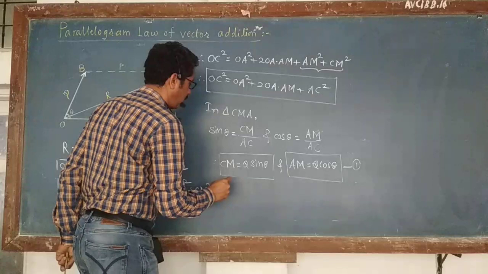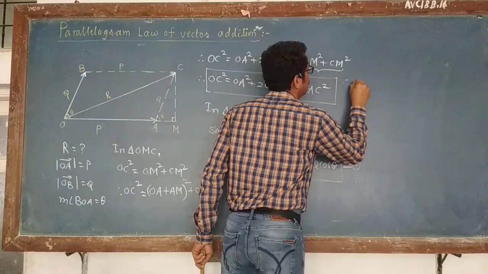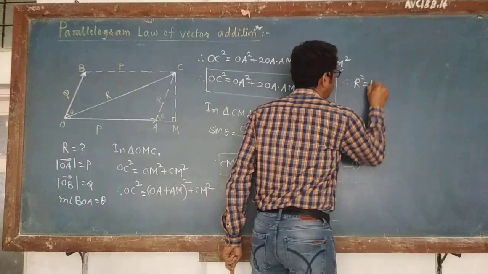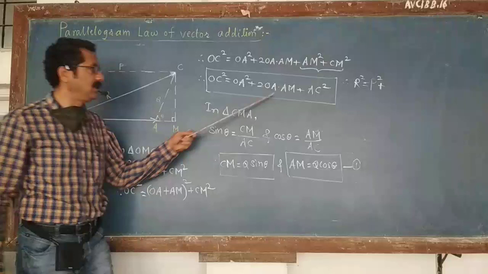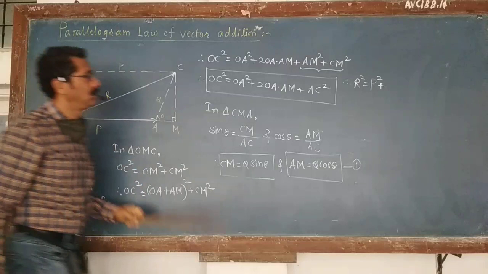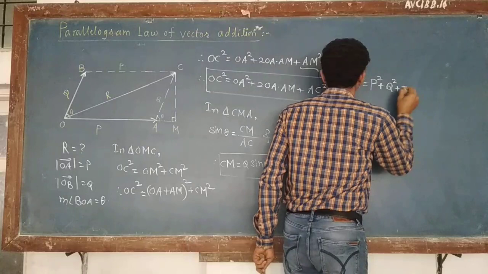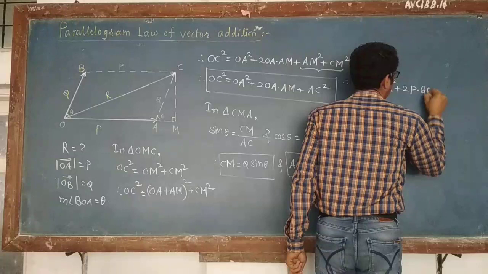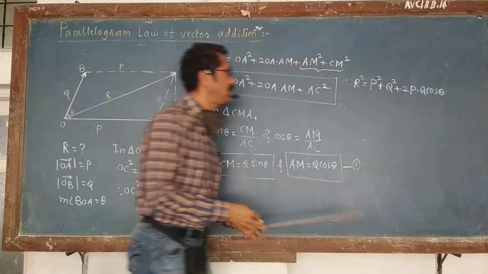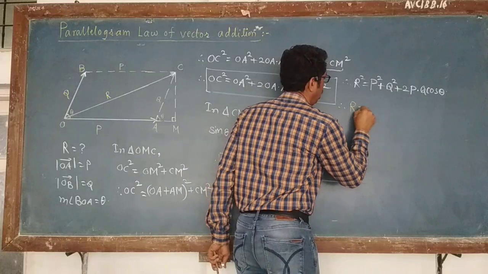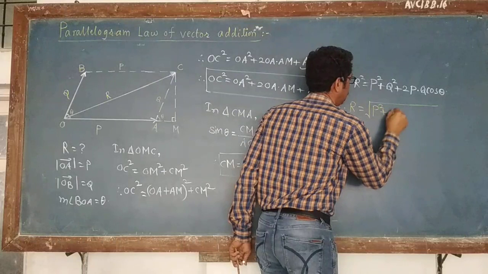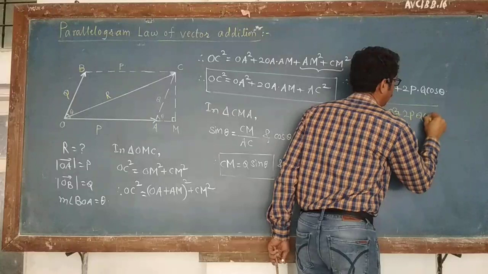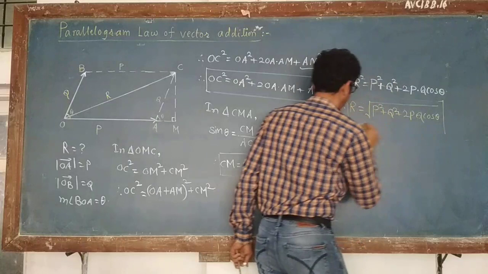OC squared, multiply that, therefore R squared is equal to B squared plus, now instead of writing this first, I will write AC squared first. What is AC? Q. So AC squared means Q squared plus 2OA, see the diagram, 2OA means 2B multiplied by AM, Q cos theta. So R is equal to the square root of this entire term. Therefore R is equal to square root of P squared plus Q squared plus 2PQ cos of theta. That's equation number 2 that I get.